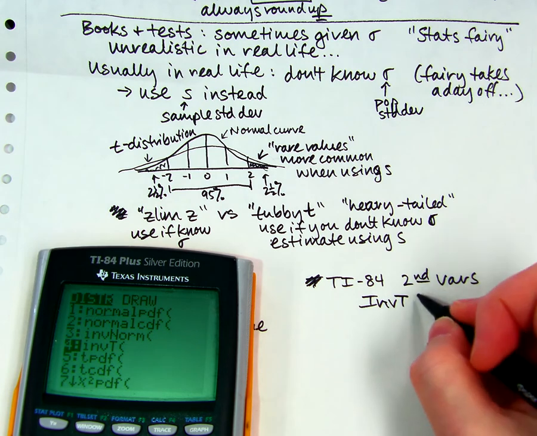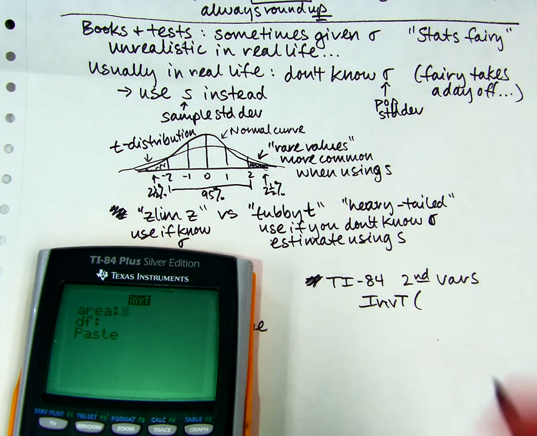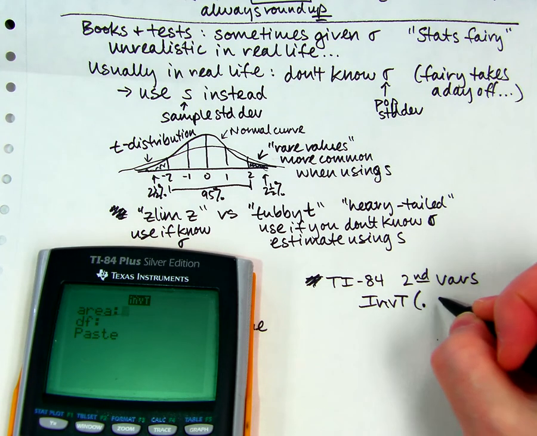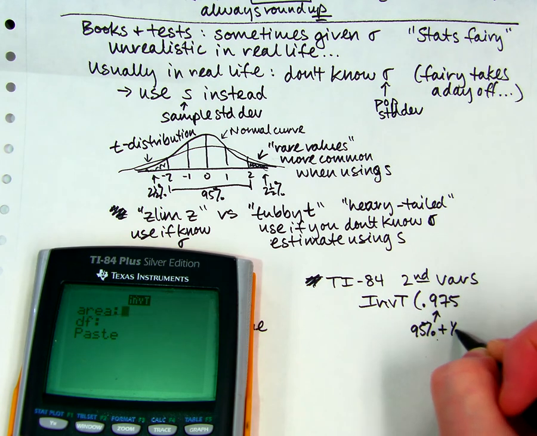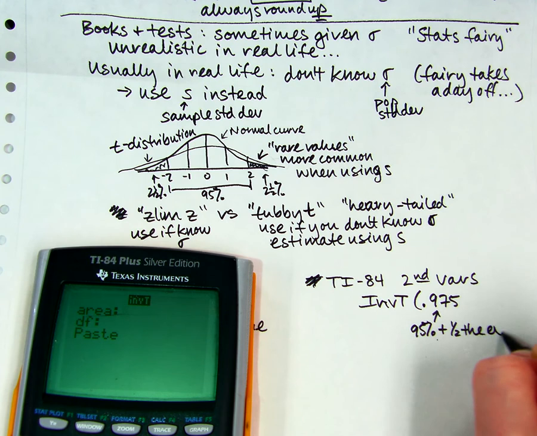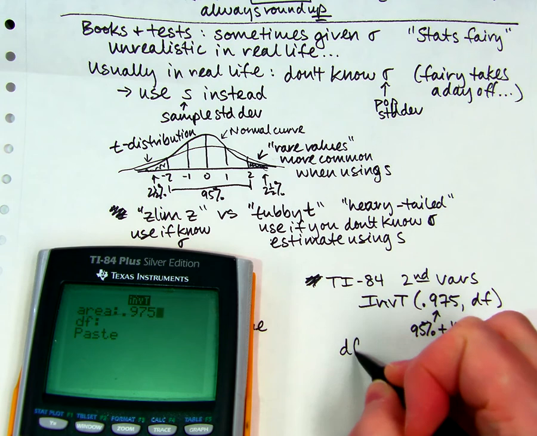And you'd have to put in two numbers instead of just one, so that's kind of annoying. The area under the curve is still, I'm going to call it 0.975, because that's what you would use for the 95% plus half the extra that we've seen before. And then the second number is called DF. DF is degrees of freedom.